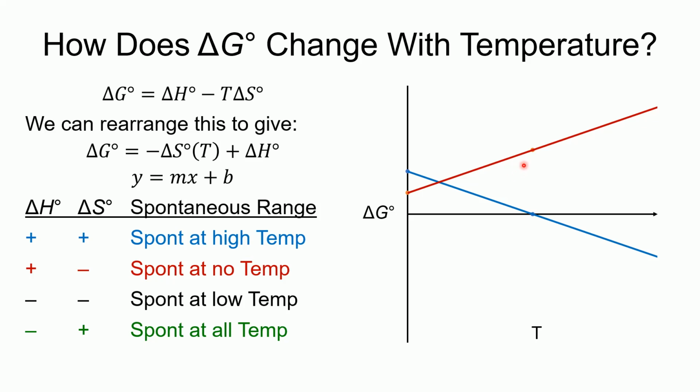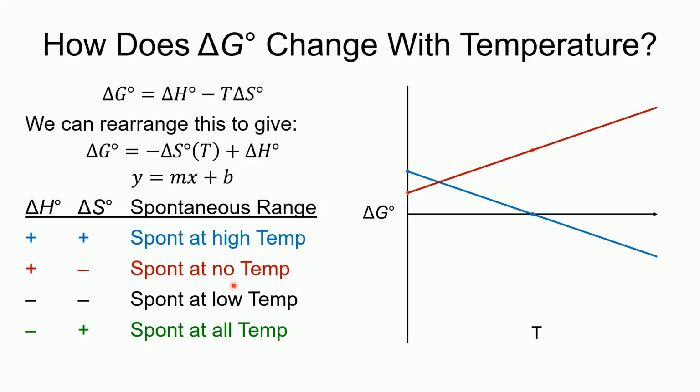For our next one, we've got negative, negative. Well, negative delta H means that our y-intercept is negative, so the y-intercept is going to be down here somewhere. And if delta S is negative, that means that our slope is positive. So negative of negative is positive, so it's going to go up.